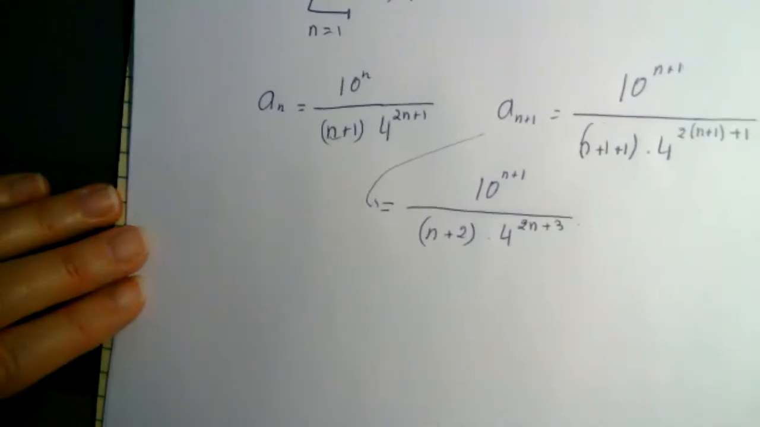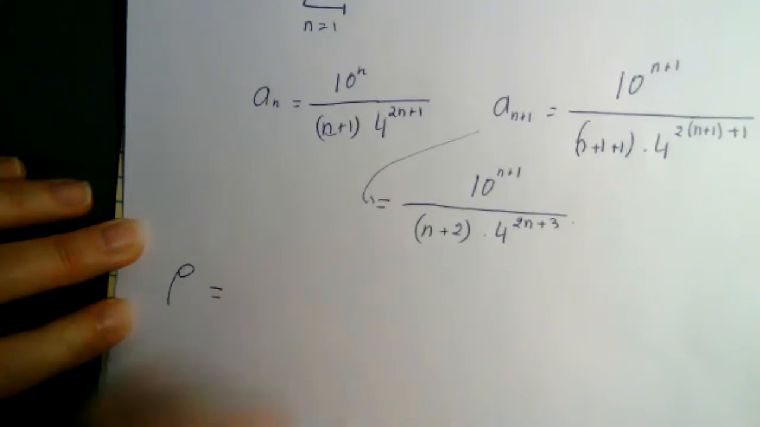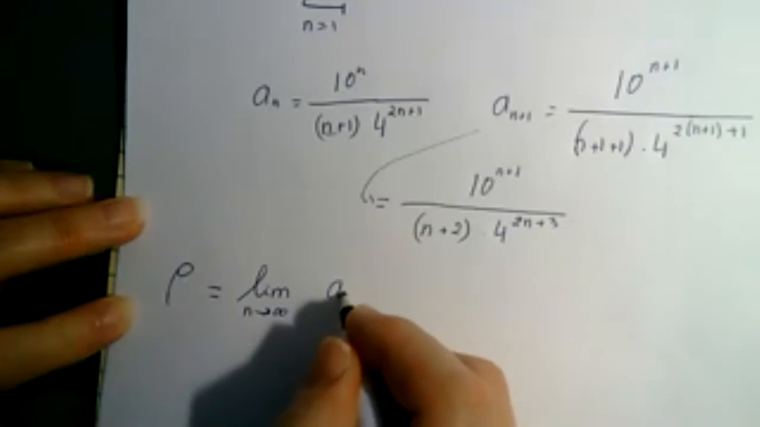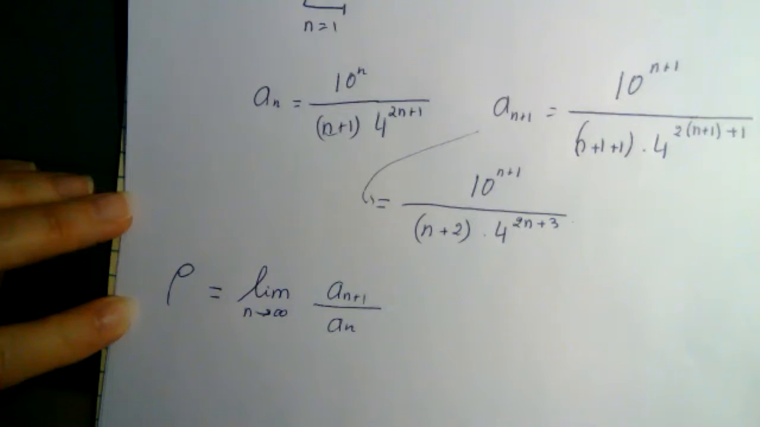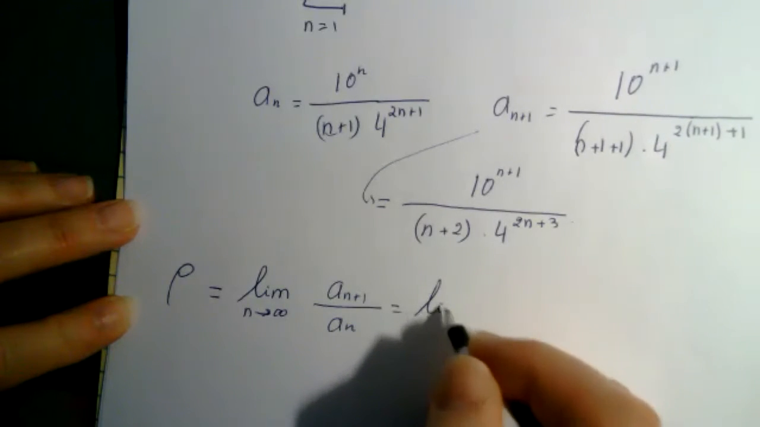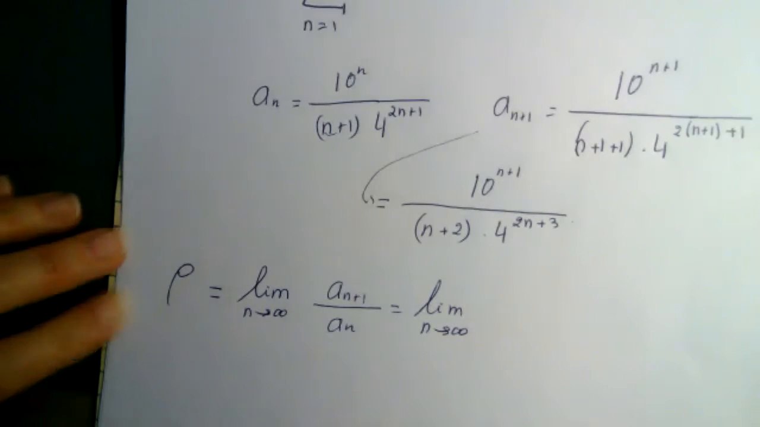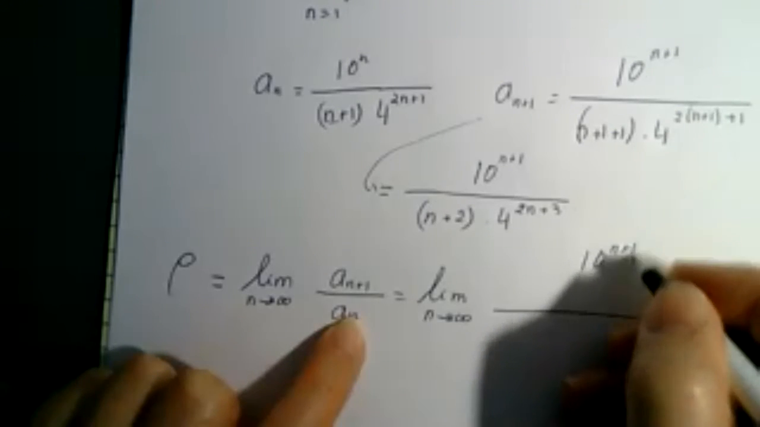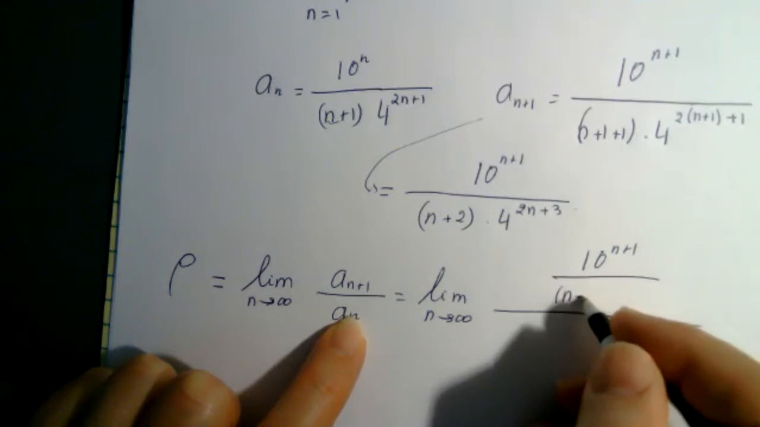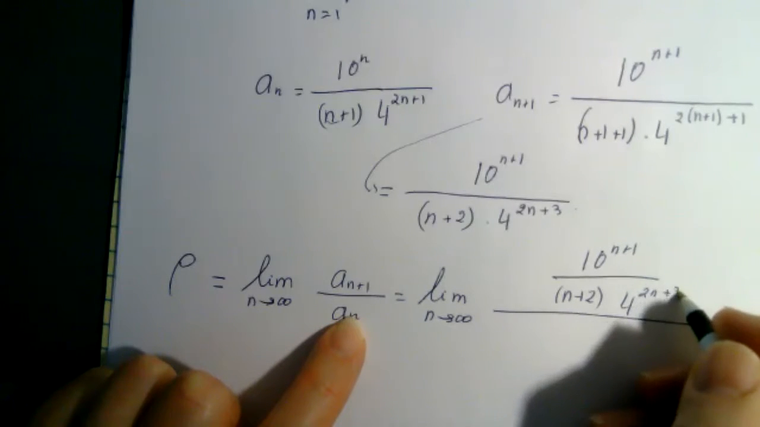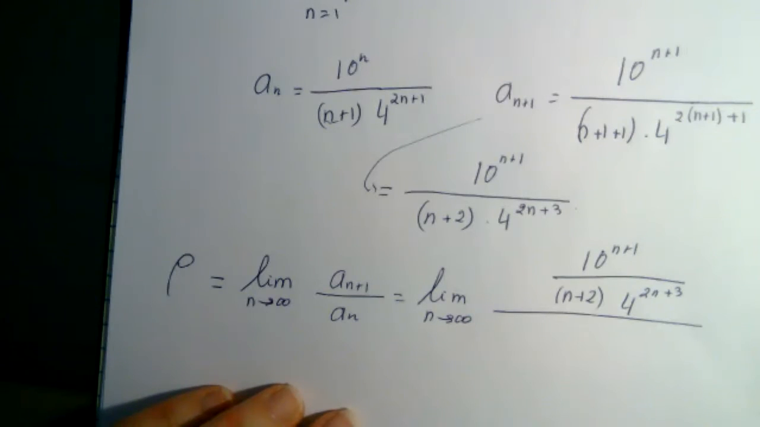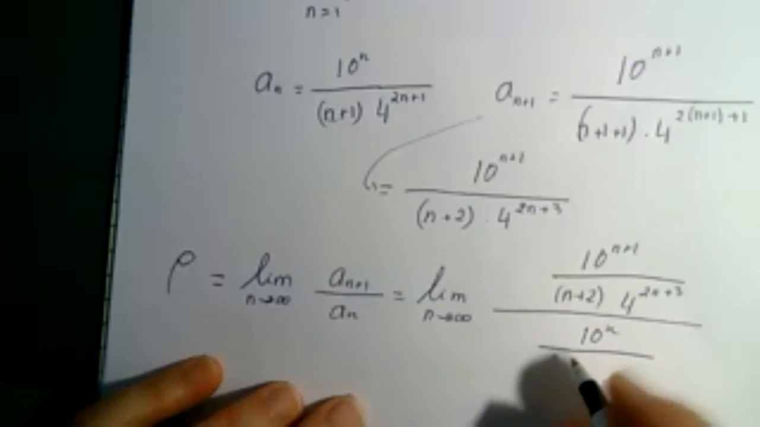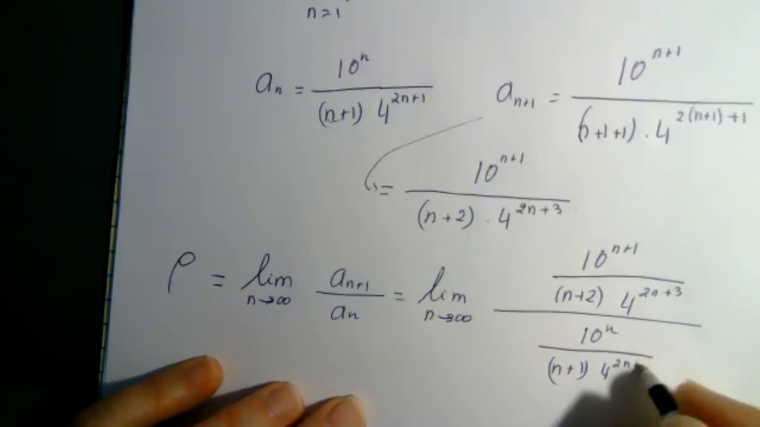Then I'm going to start taking the ratio. So we're going to take the limit. That's the ratio that we call rho. It's the limit as n tends to infinity of a_n plus 1 over a_n. As n tends to infinity, I will do this one slowly. The next time I will skip one step. a_n plus 1 is 10 to the n plus 1 over n plus 2, 4 to the 2n plus 3. Looks a little bit messy. And the whole thing divided by a_n, which is 10 to the n over n plus 1, 4 to the 2n plus 1.